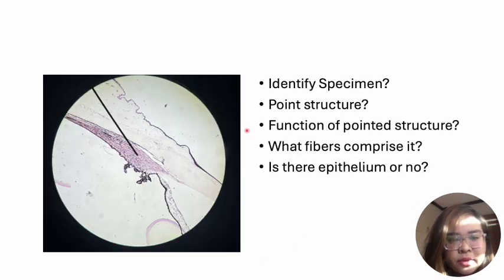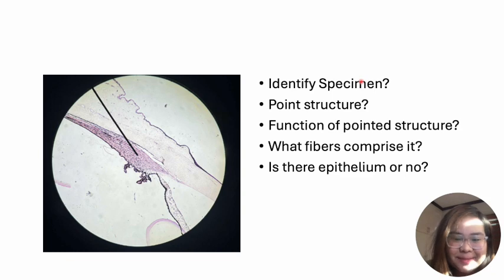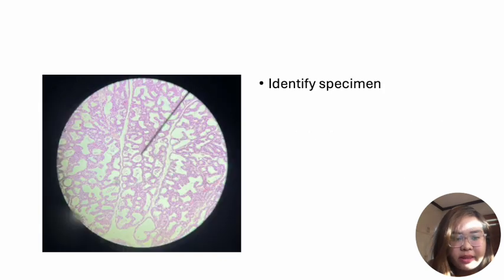Next. This is part of the eye. Identify specimen. This is the ciliary muscle. The specimen is anterior eye. Pointed structure is the ciliary muscle. Function of the pointed structure: it helps in accommodation. What are the fibers? Smooth muscle fibers. Is there epithelium or no? No epithelia. It's said to be no epithelia.